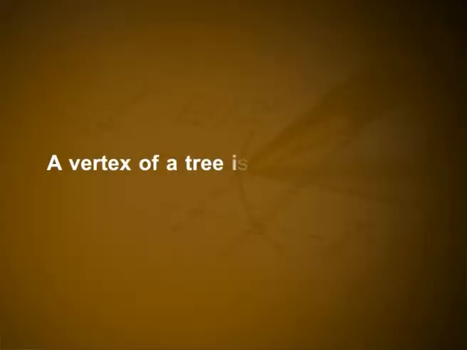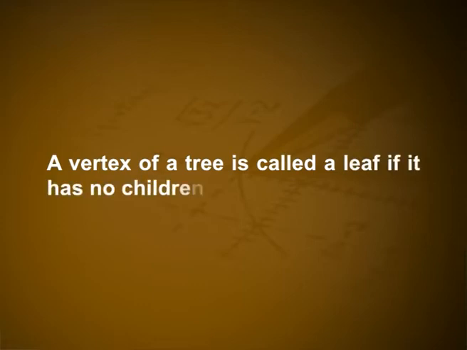A vertex of a tree is called a leaf if it has no children. Vertices that have children are called internal vertices. If a is a vertex in a tree, the subtree with a as its root is the subgraph of the tree consisting of a and its descendants and all edges incident to these descendants.